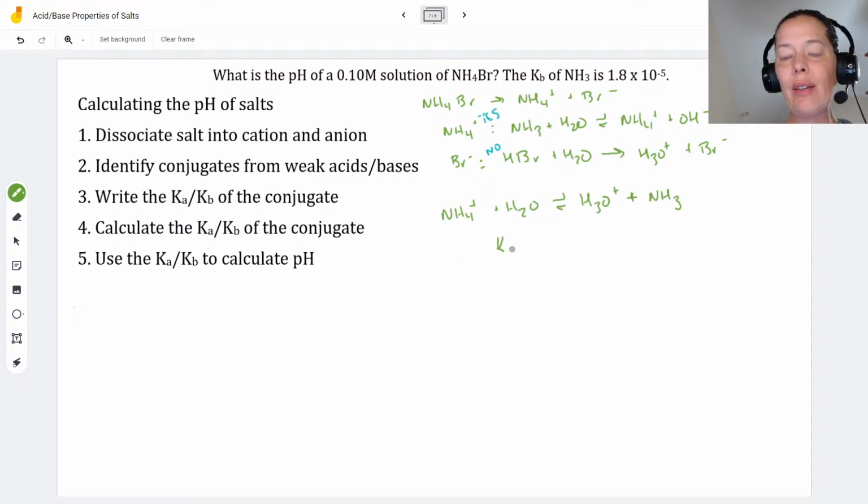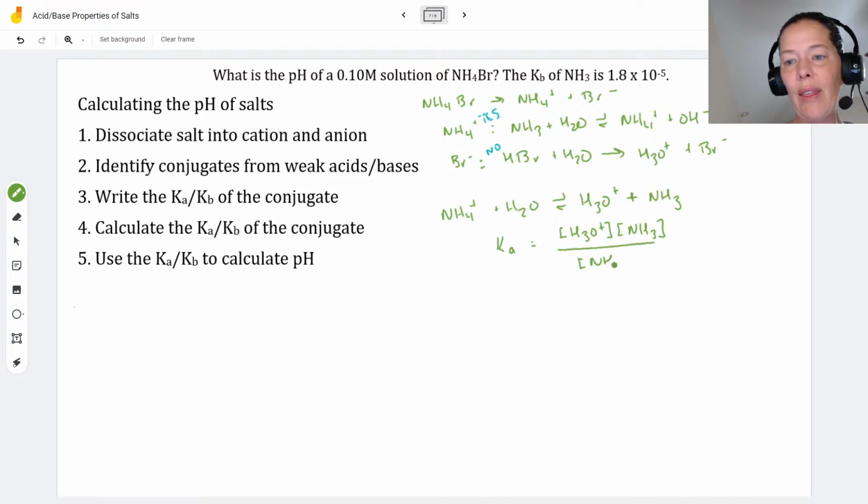So my Ka for this weak acid, again, products over reactants, and water is already folded into Ka. So I have my hydronium cation and my ammonia, and that is over my ammonium cation. All right, great.